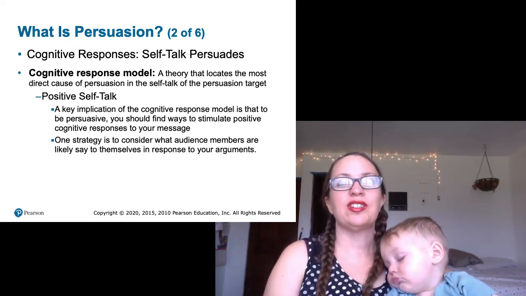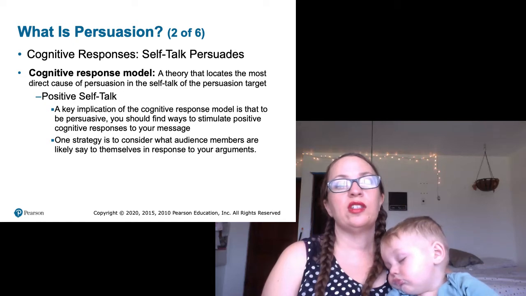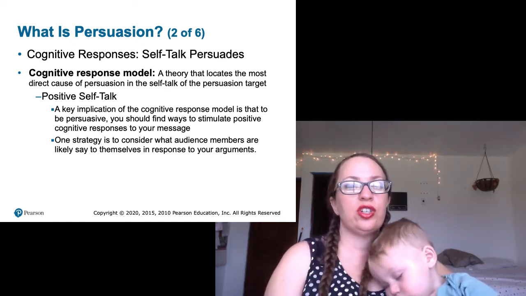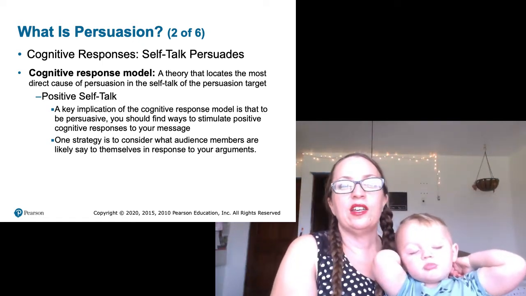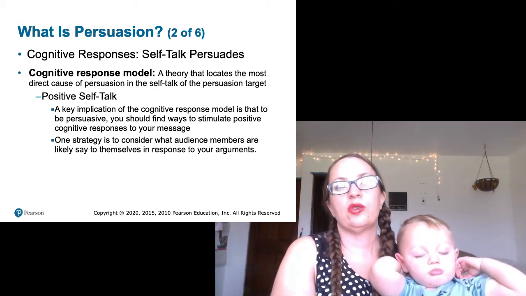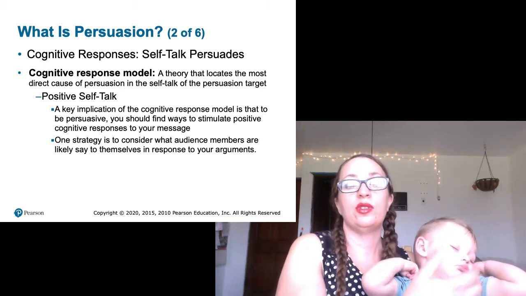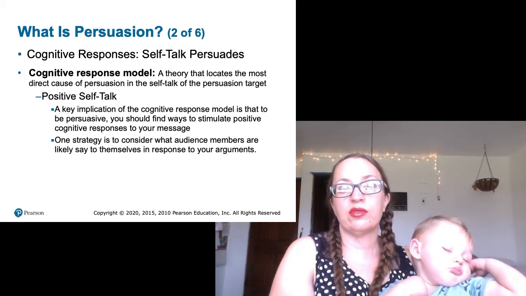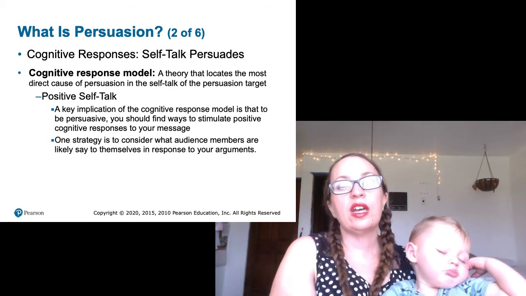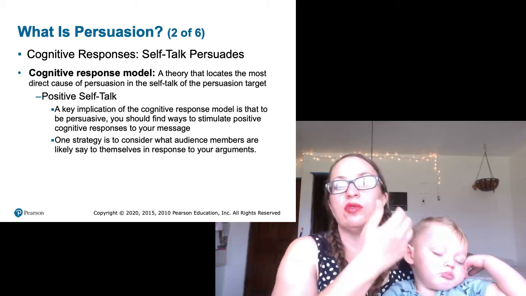So let's talk about self-talk. When considering what techniques to use to induce change, the techniques are important, but we also have to understand how that change occurs. The cognitive response model of persuasion suggests that we can learn more about attitude change and persuasion by studying what individuals say to themselves, or what they think in their brain, as a result of receiving a persuasive communication. And for persuasion to be effective, the persuasive message must initiate positive cognitive responses from the audience.